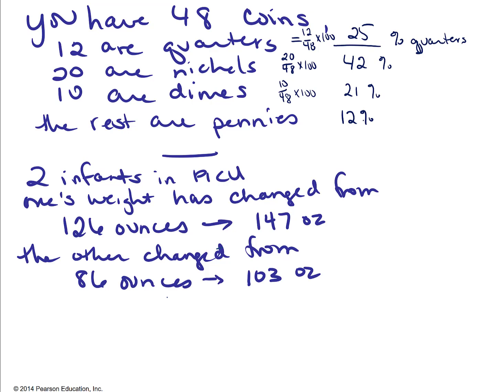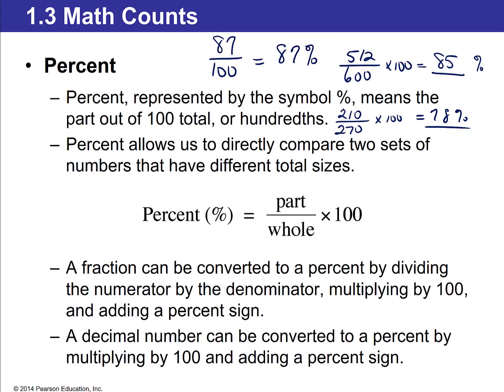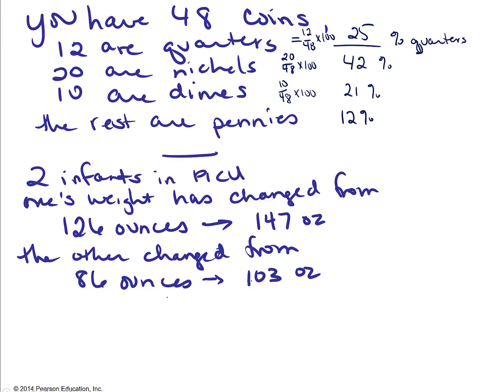So do the math. What you want to do is figure out the change in weight. So how do you do that? You're going to have to subtract. First, what I want to know is, what is the percent of weight change? So I went from 126 to 147. 147 minus 126. So this baby gained what? 21 ounces.